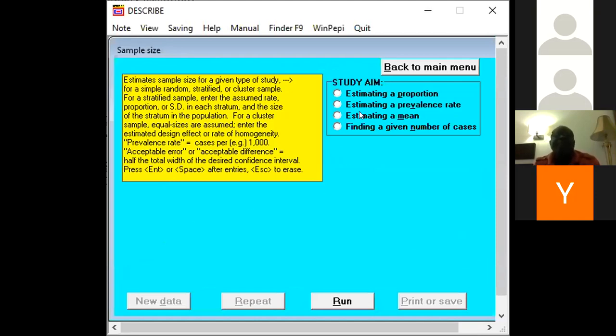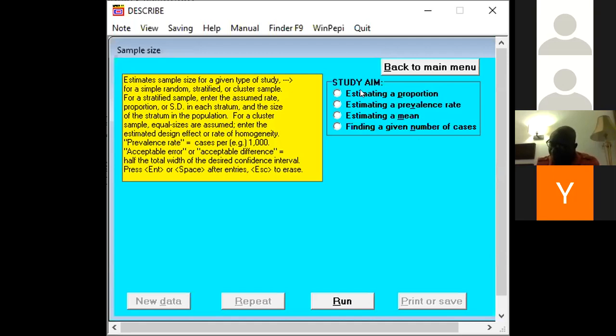It gives you options: estimating a proportion, estimating prevalence rate, estimating a mean, finding a given number of cases. The two common ones we ought to look at are estimating a proportion and a mean. Estimating prevalence rate is actually the proportion over time. Most of the time, when you are calculating infant mortality, those are things you measure over time for the population. And most of the time, when you're doing prevalence, it is the proportion and the mean.